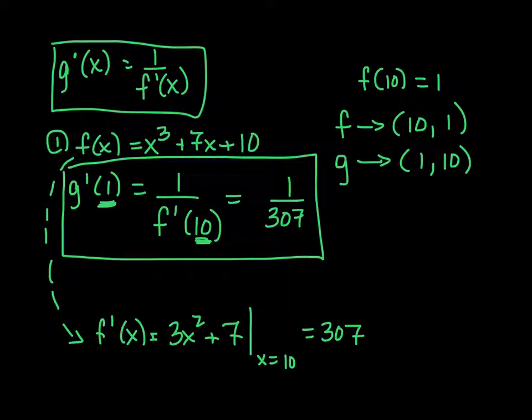We'll do a few more so you get a better idea of how to do this. All right, so let's look at the second one. So here we go again. It says that g is the inverse of f. So right there, we're going to use that rule. We're going to do g prime of x equals 1 over f prime of x.